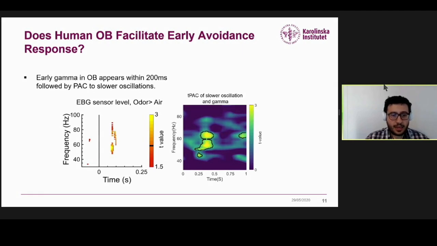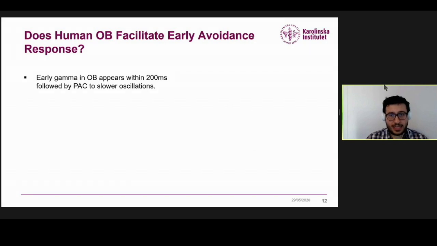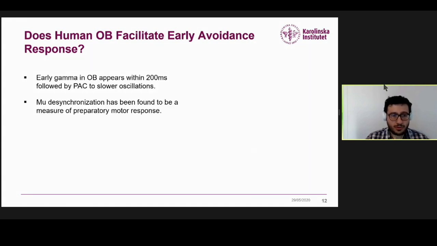Given the early gamma synchronization followed by a strong coupling with the slower oscillation, next we ask if olfactory bulb facilitates approach avoidance response. Based on the past literature, we know that mu desynchronization is a good measure of preparatory motor response.